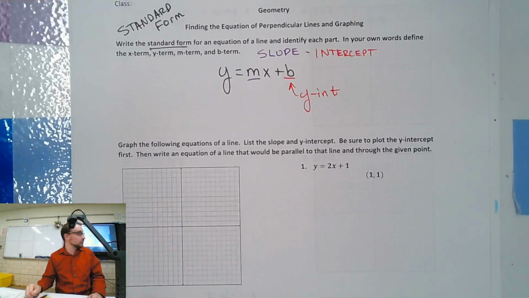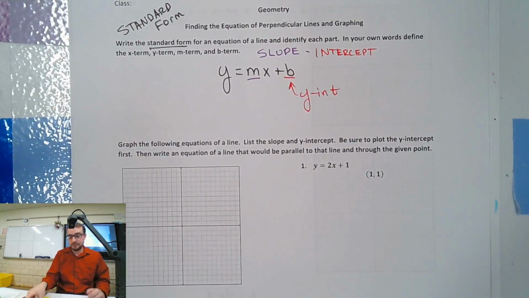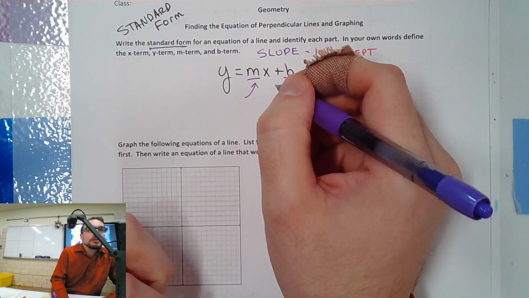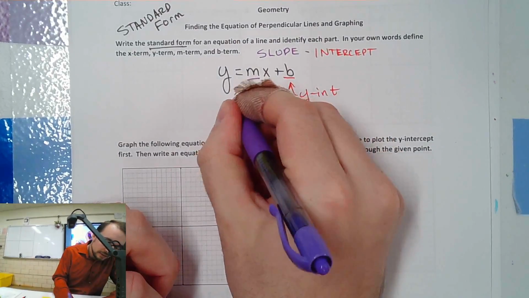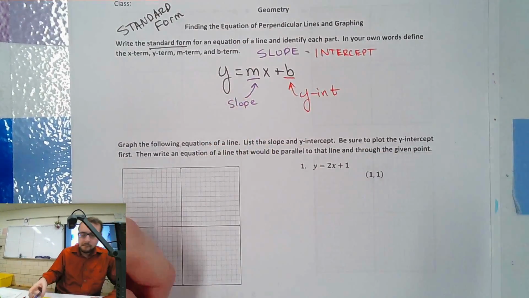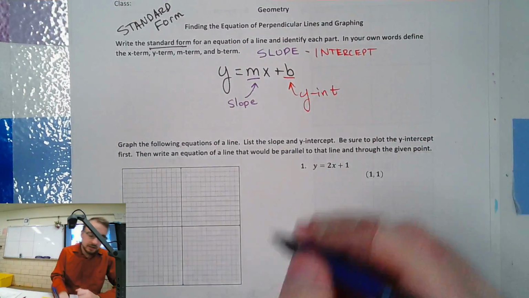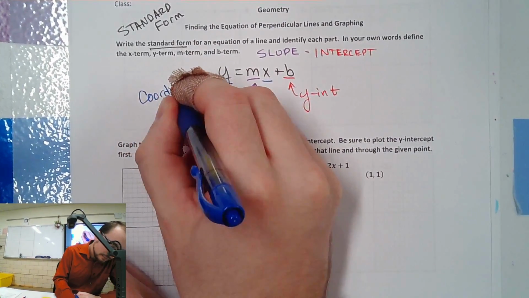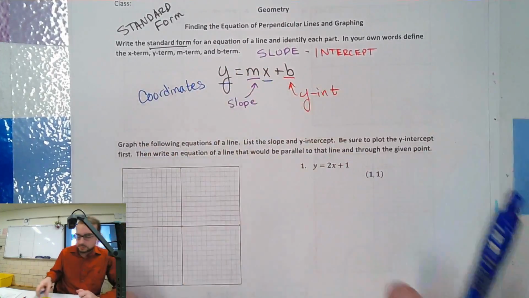A is reserved for the X-intercept, which we don't really use that often. M is for slope because French slope starts with M. At least I think so. X and Y, on the other hand, are reserved for our coordinates. And those are the different parts.